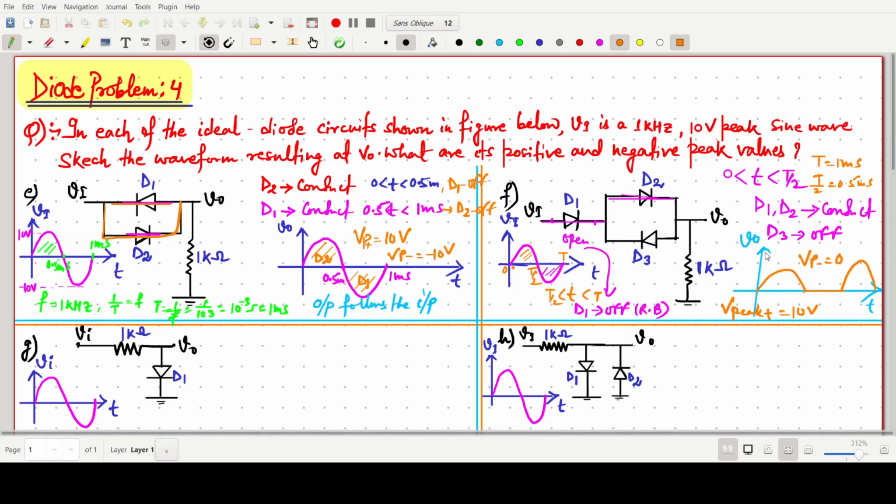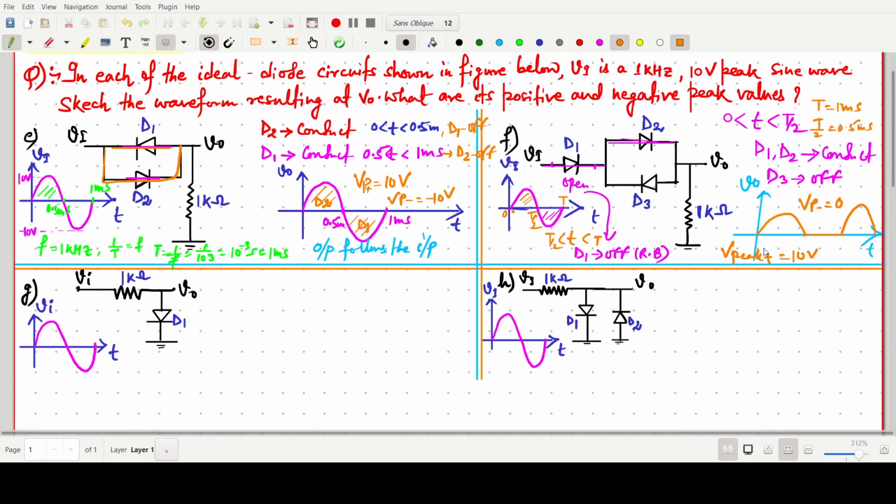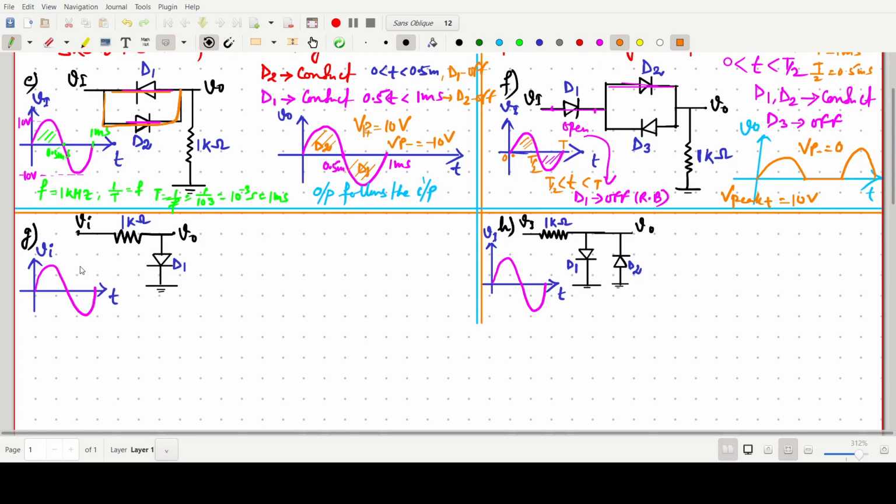Now for the third one, again I am saying this one is T by 2 and T. So this one will conduct in the negative half. If there is some negative voltage, this one is positive and negative, so this will be forward bias for the negative half.